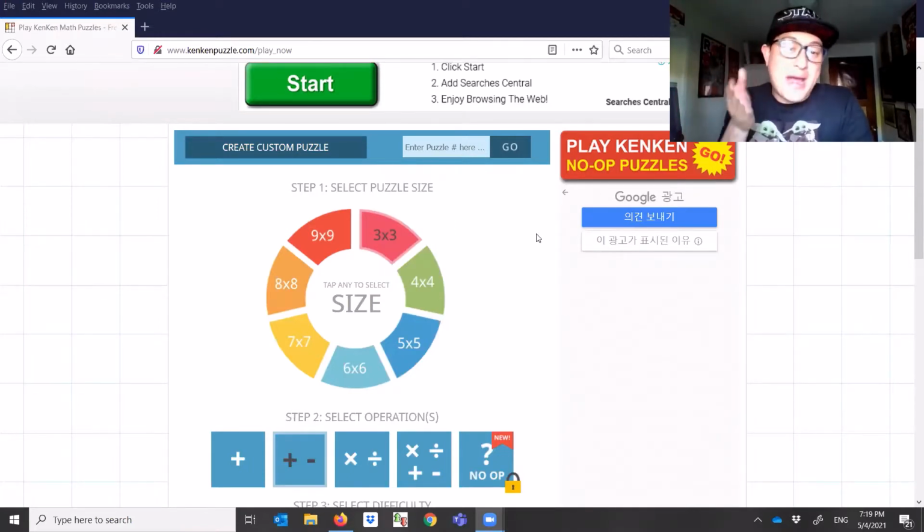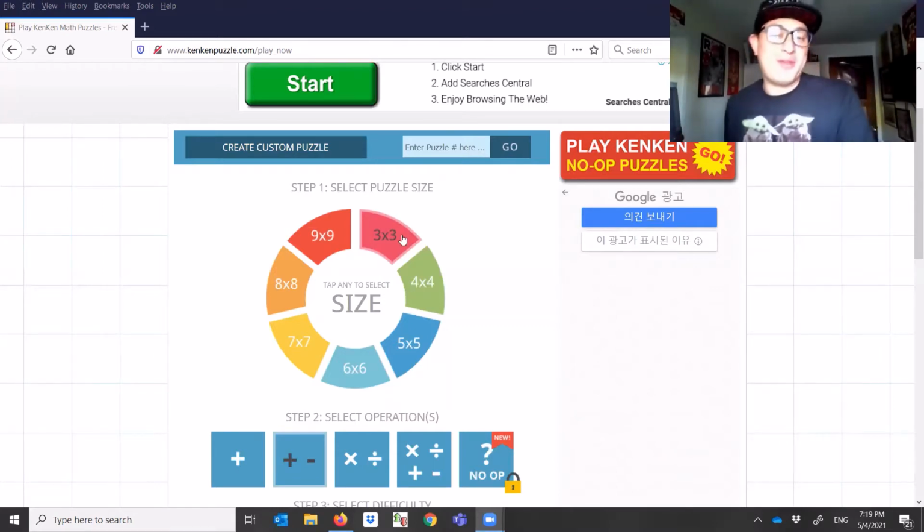So if it's a 3x3, you can use the numbers 1, 2, 3. If you have a 4x4, 1, 2, 3, 4. If it's a 5x5, 1, 2, 3, 4, 5, and so on. It gets progressively harder the higher you go. So I'm going to show you how to play a game with a 3x3 and a 4x4. And I'm going to do it, click 3x3.